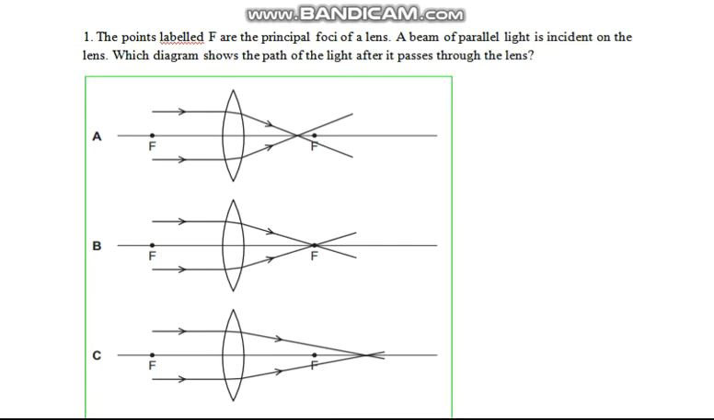Hello, this time I've got questions from optics which have been taken from the past year papers starting from 2017 until 2020. So here is our first question. The points labeled F are the principal foci of a lens. A beam of parallel light is incident on the lens. Which diagram shows the path of the light after it passes through the lens?